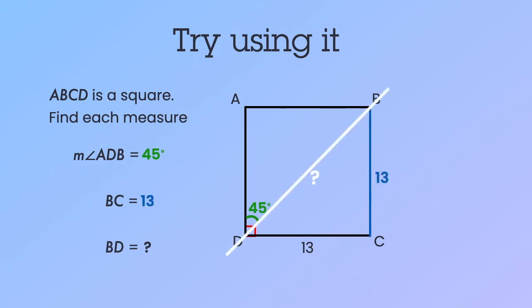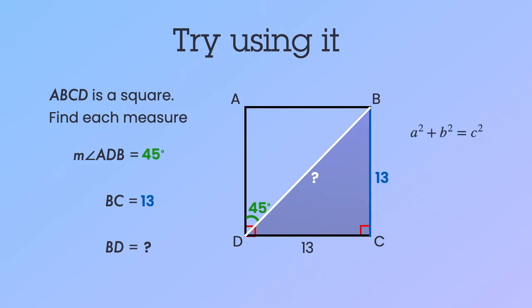BD is the diagonal. We do have enough information to find out how long that diagonal actually is. But again, you have to remember that we have right angles. So when the diagonal cuts the square into two triangles, they are right triangles. And if it's a right triangle, we can use Pythagorean theorem.